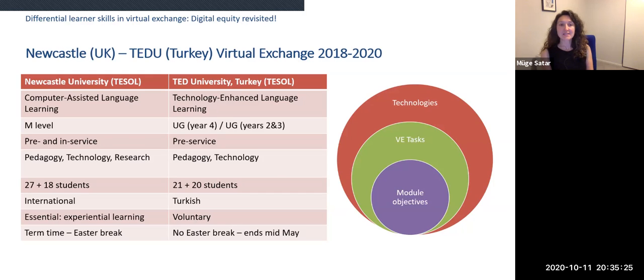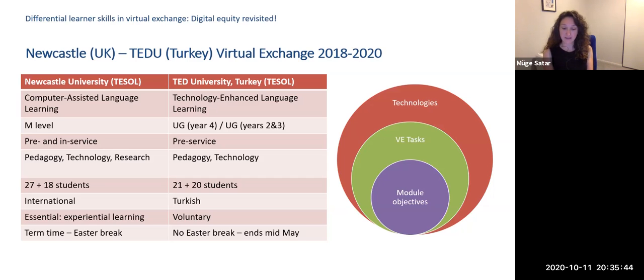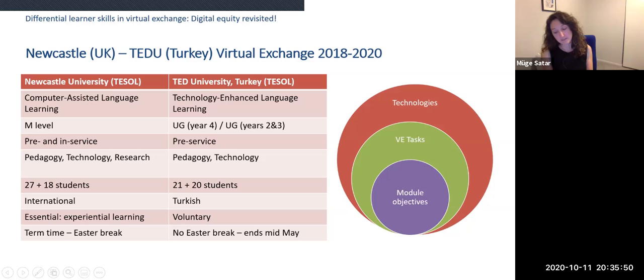The exchange was designed first by identifying the module and course objectives at each partner institution, followed by an identification of tasks that could enable these objectives to be achieved, and the most suitable technologies were then identified to facilitate task completion. As you see in this table on the screen, both programs were very similar in terms of the participant age groups, their backgrounds, and the course objectives.